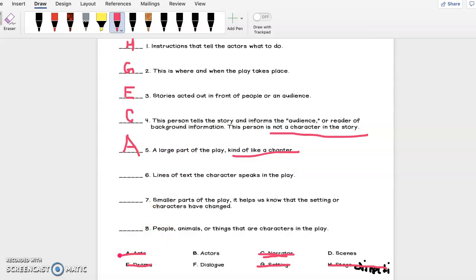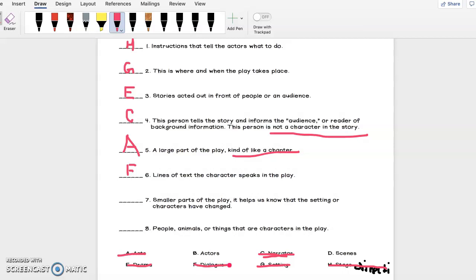Okay. Number six, lines of text the character speaks in the play. So, guys, when characters are talking to one another, this is just like a story. This is the dialogue. This is when characters speak back and forth to each other.